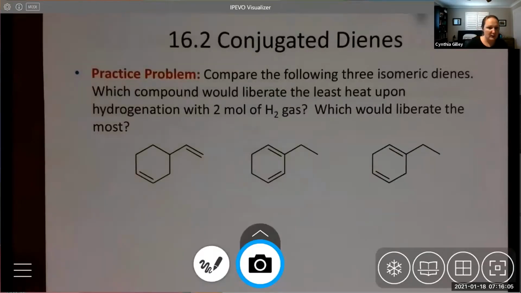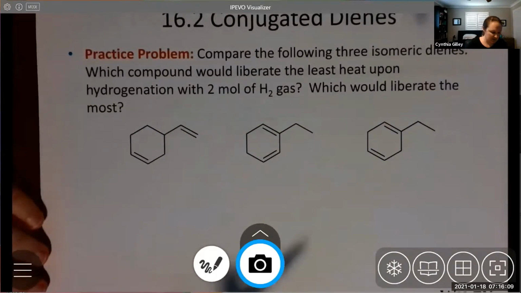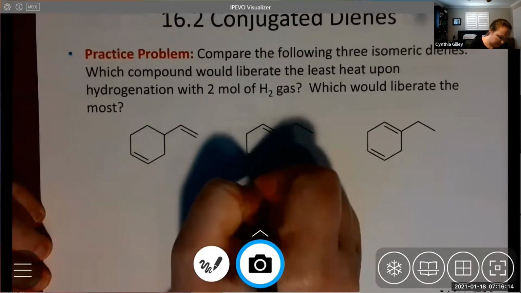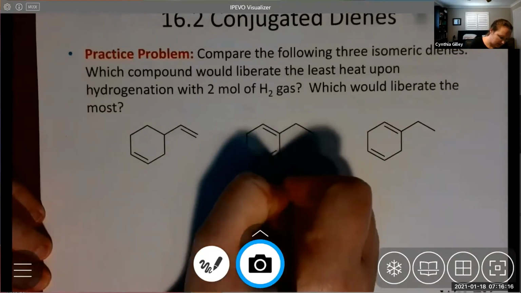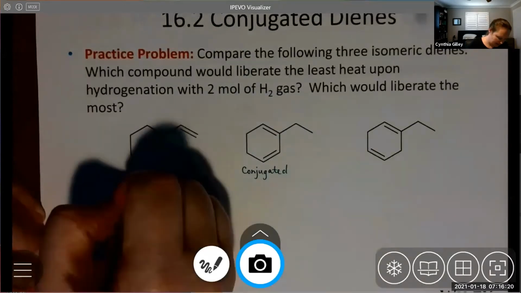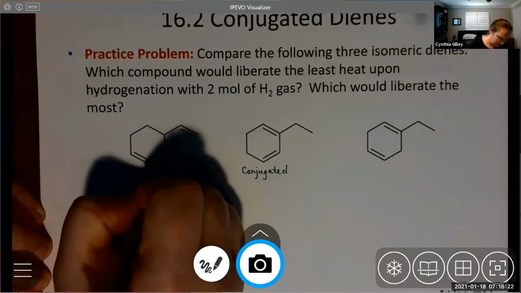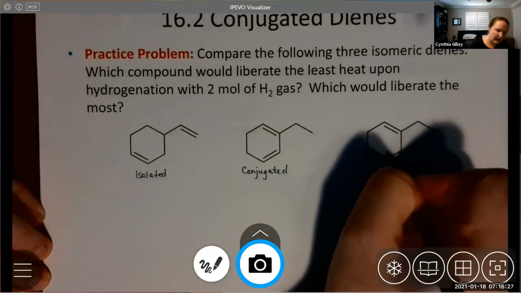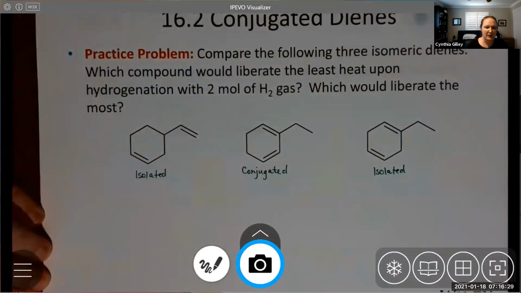Okay, so let's go ahead and go over it. So it looks like, in terms of the dienes, I can see that this one is conjugated because there's only 1 single bond in between the 2 pi bonds, but both of these are isolated. That's going to give me my first clue. And then between the two, I want to think about which one might be more stable.